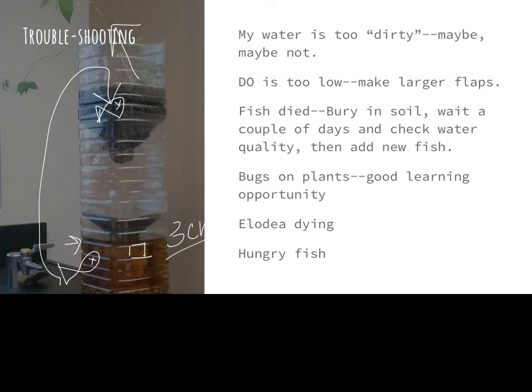My students, when they have a dead fish, do not get a new one right away. What I want to make sure is the decomposing bacteria has decomposed and died off. So I want to wait for bacteria to die off in my aquatic chamber. So my students have to wait a week, and then they're going to measure their dissolved oxygen level, and I want it to be above 3 milligrams per liter before I will let them get a new fish.